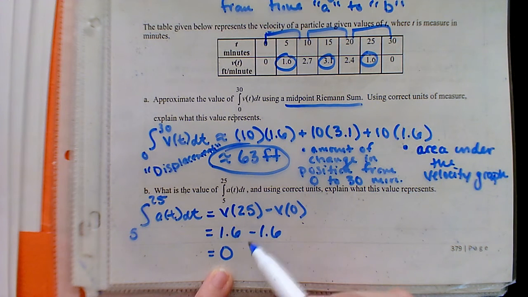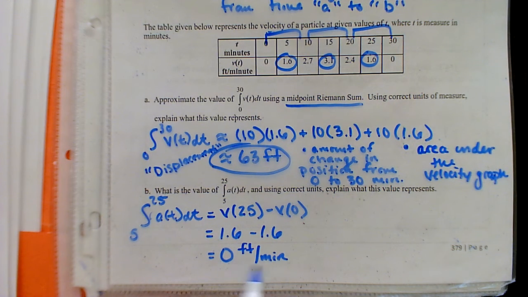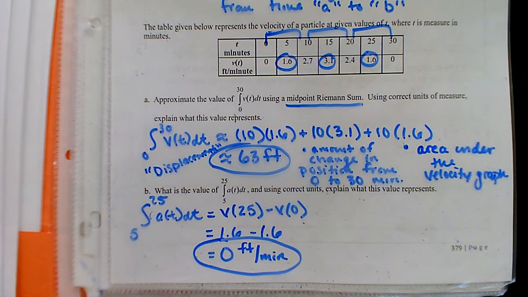Good, Dan? Feet per minute squared. Close. Just feet per minute. If you work backwards from acceleration, you get velocity. So notice how the 1.6 was a velocity value for both of them? So if you subtract 2 velocity units, it's still a velocity unit. Okay, so there's the value. Explain what this represents in terms of the problem.